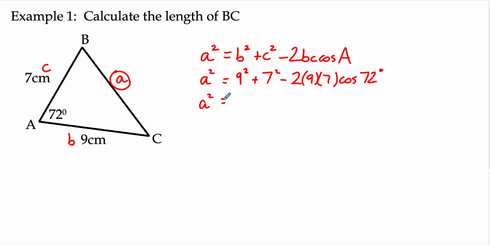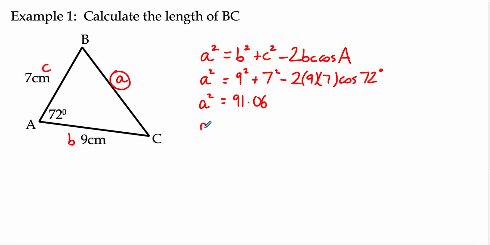Okay, my advice to you would just be do it all in your calculator and just double check by doing it a couple of times. 9 squared plus 7 squared minus 2 times 9 times 7 times the cos of 72, check that it's in degrees, equals, and I've got the number 91.06, 3, and so on. Okay, I'll just round it to 91.06.